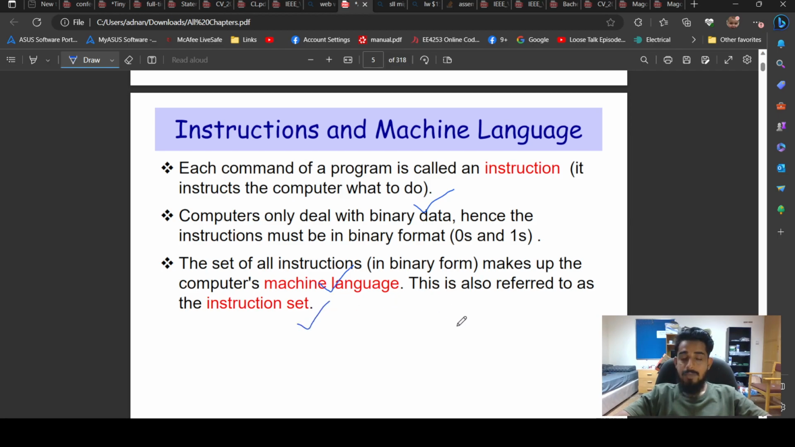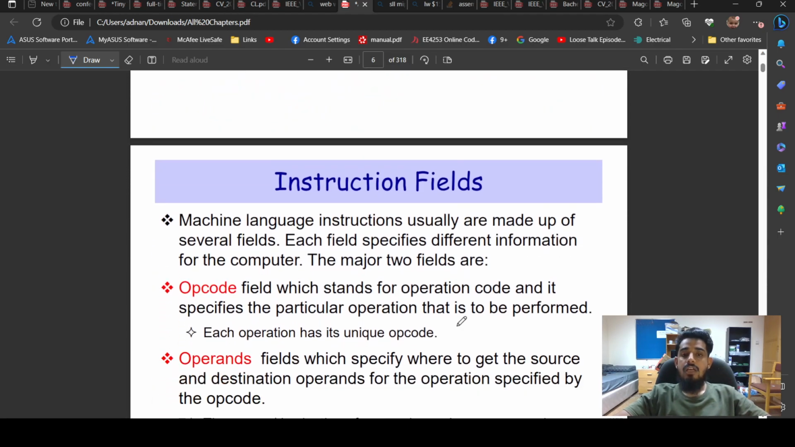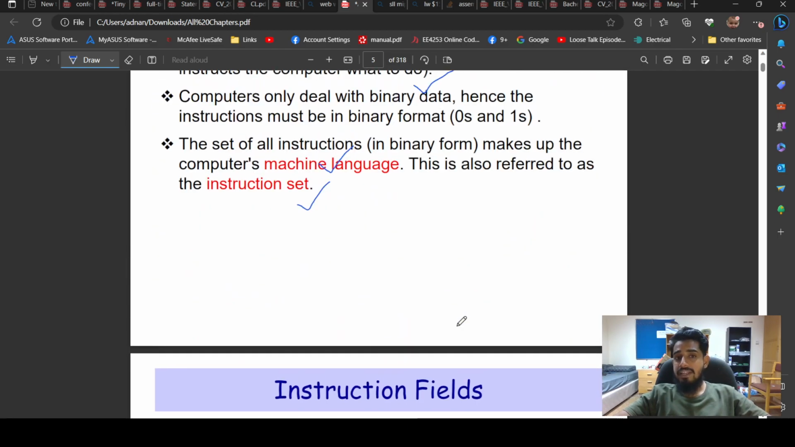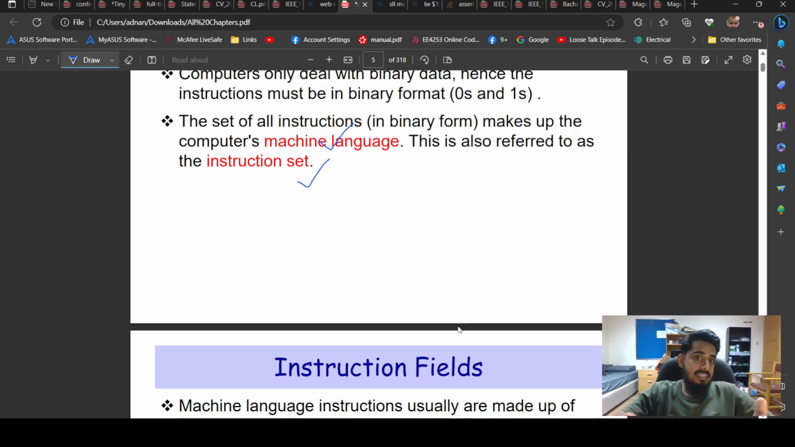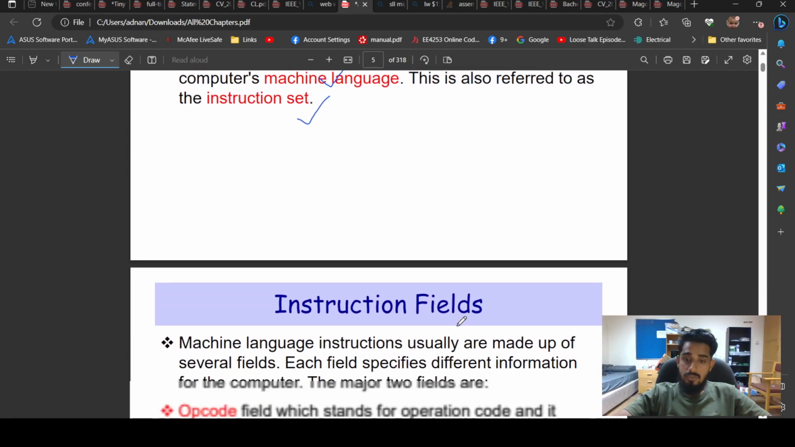We will see briefly in chapter 3 what the instructions and the instruction set are for this architecture. Every architecture has a different instruction set. Intel has its own instruction set, and nowadays Ryzen has its own. So every system has its own instruction set.